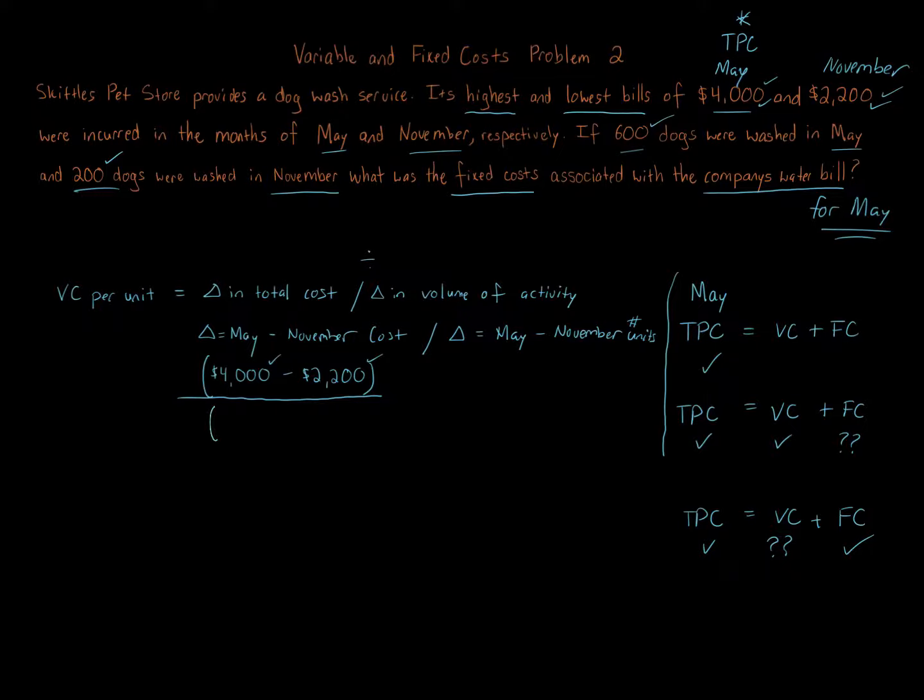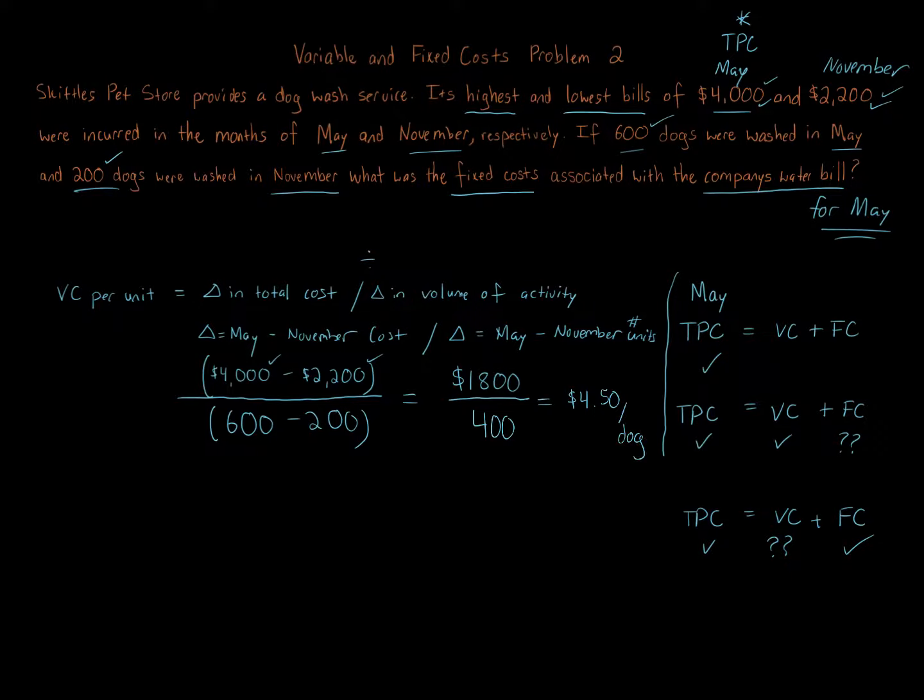So we can go ahead and subtract those. We take 600 minus 200. And we set up our formula, which means we're going to have $1,800 over the change in units, 600 minus 200, which is 400 units. And that means our variable cost per unit, when we calculate that out, is $4.50 per dog.